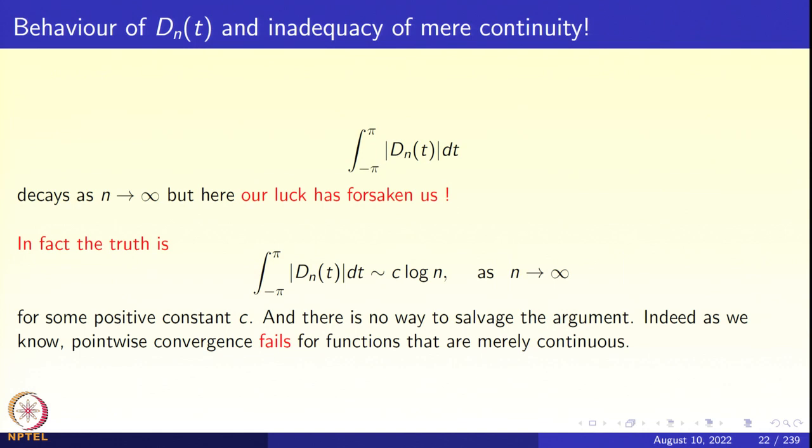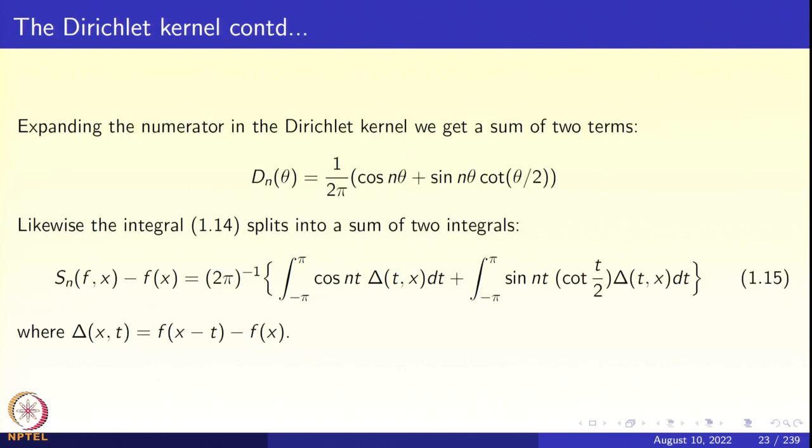It is not a positive kernel, and the integral of mod D_n(t) dt from minus pi to pi behaves like c log n, as you see in the slide in the display. Now, let us try to understand how to get around this difficulty. Why is it that instead of continuity, if we have Hölder continuity, slightly better than just continuity, then the problem is much more tractable? So before we take it up, let us expand the Dirichlet kernel.